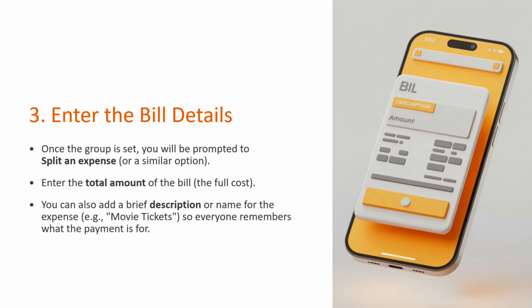Step 3 is enter the bill details. Once the group is set, you will be prompted to split an expense or a similar option. Enter the total amount of the bill. You can also add a brief description or name for the expense, for example, movie tickets, so everyone remembers what the payment is for.